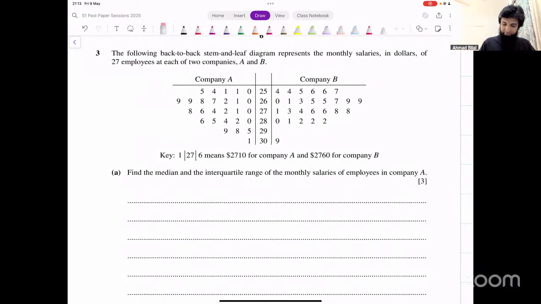Okay, median and interquartile range. How do we find this? For company A, remember it's ungrouped data. This is ungrouped data, right?